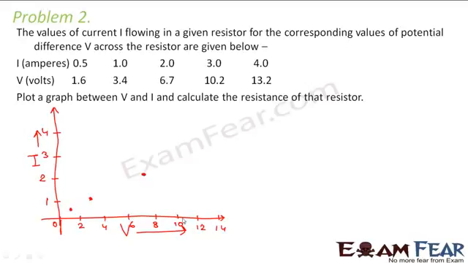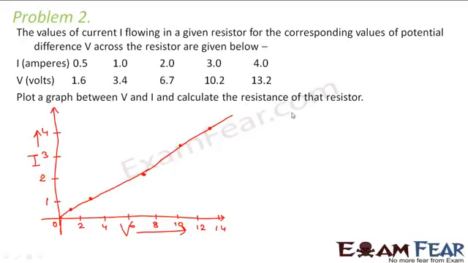Again, next is 10.2, that is somewhere here, and the current is 3 amperes. Then you have 13.2 and the value of current is 4 amperes. Now if you join these points, what do you get? You get a straight line. So this shows that current is directly proportional to voltage.